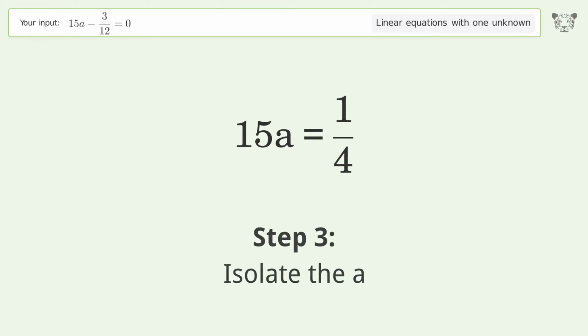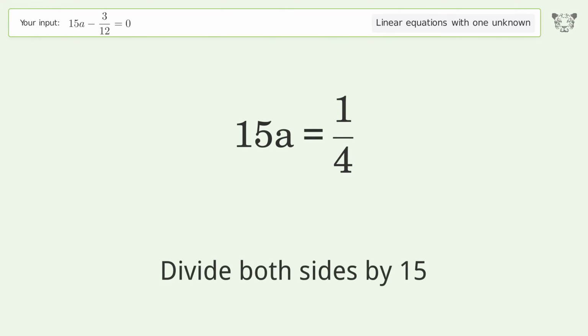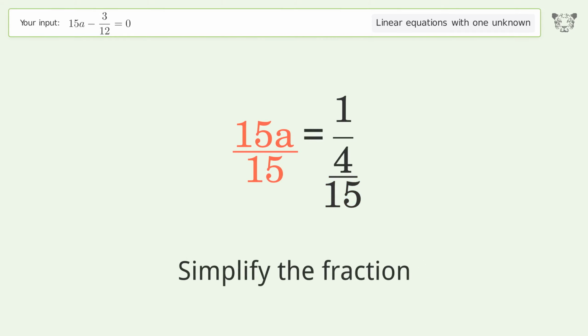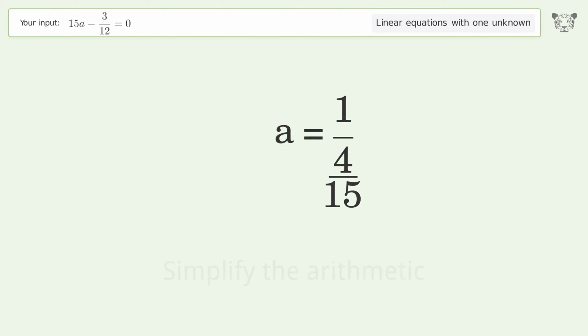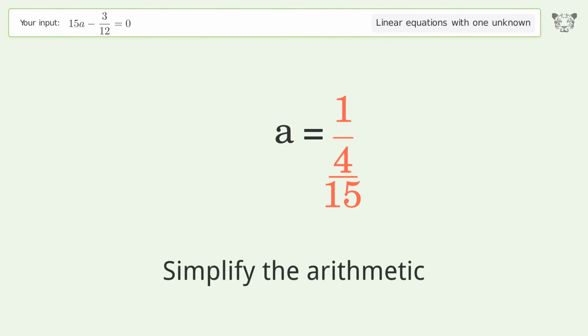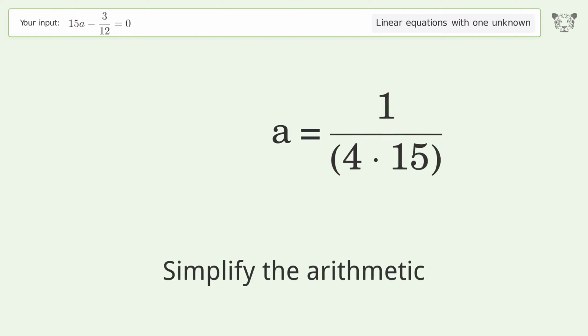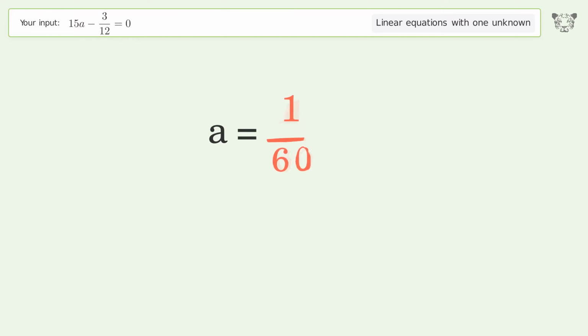Isolate the A. Divide both sides by 15. Simplify the fraction. Simplify the arithmetic. And so the final result is A equals 1 over 60.